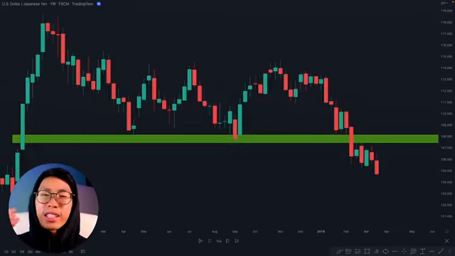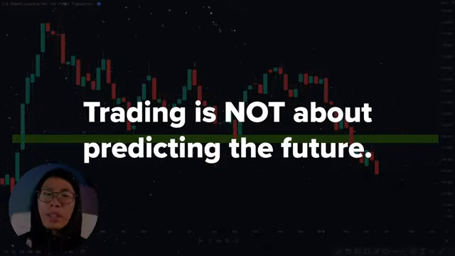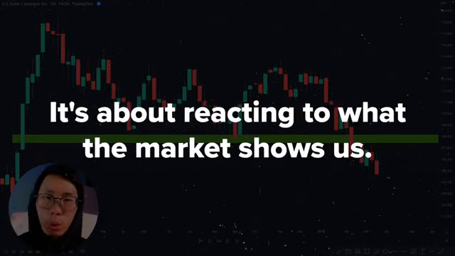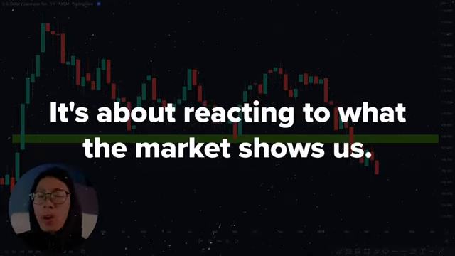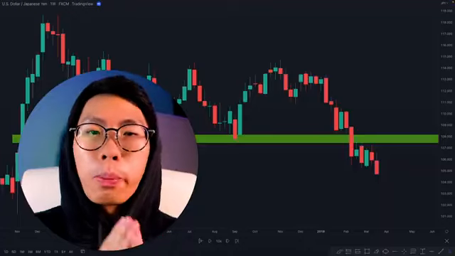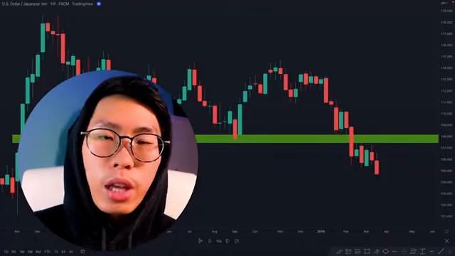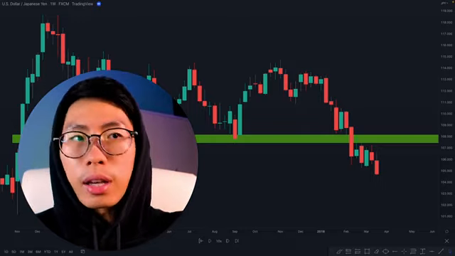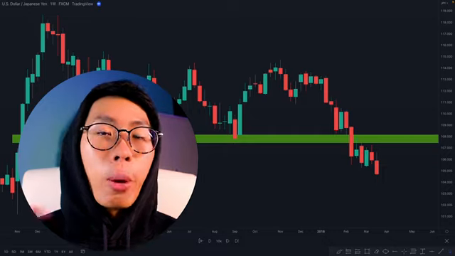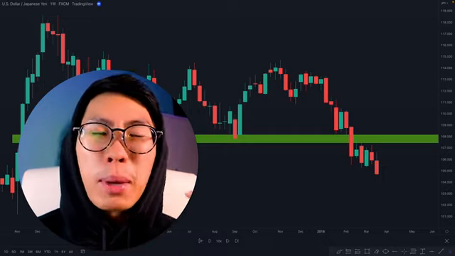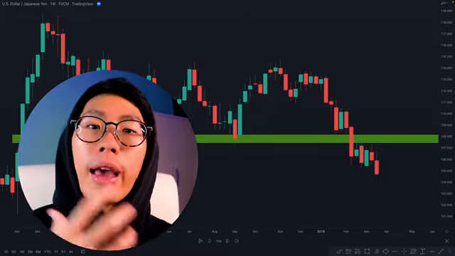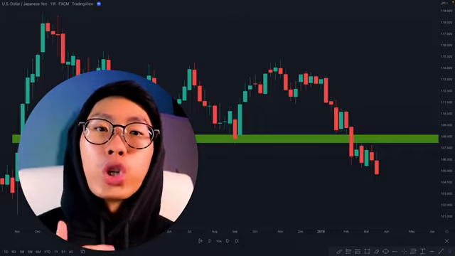If you are still watching this, you deserve another pro tip. Trading is not about predicting the future. It's about reacting to what the market shows us, reacting to what the price action shows us. Always make sure that you react to the market instead of imposing your thoughts onto the market. Just because you see a green candlestick at this key support level does not mean that you must enter for a buy immediately. You always want to see what price is doing at the key level and then react to it and then trade from there.